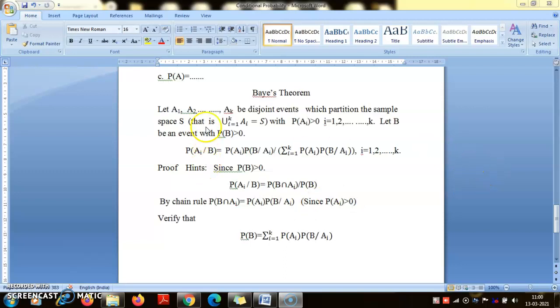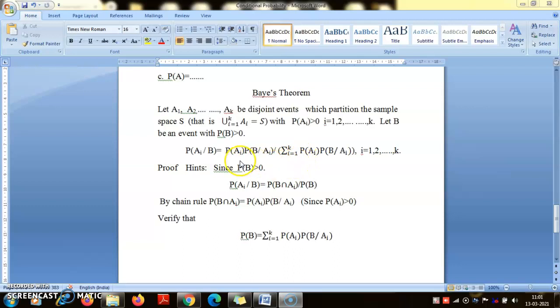Here I have k events A1, A2, ..., Ak, which are disjoint and form a partition of the sample space, meaning the union of these sets is equal to S. Each of these events has a positive probability, and let B be another event with a positive probability. In that case, the probability of Ai given B can be expressed as the probability of Ai times the probability of B given Ai, divided by the summation over all the k events.